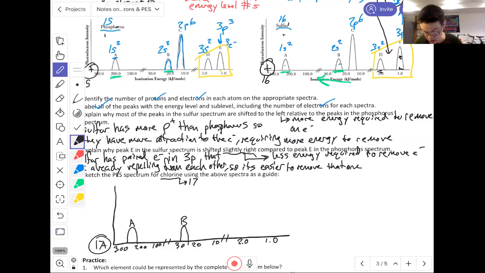That C peak was between the 10 and the 20 for phosphorus, smack in the middle between the 10 and the 20 for sulfur. So it should be almost over the 20 and about 3 times as high. So something like that. Again, not trying to make it perfect. Then D for phosphorus was just to the right of the 2. It was directly over the 2 for sulfur. So it should be to the left of the 2 for chlorine.